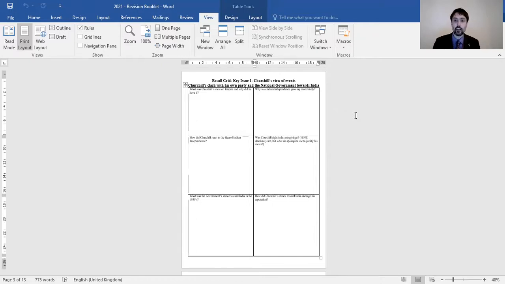So this is deliberately designed to cover 1930 right the way through to 1945. It turned up in the old AS exams twice. It has not turned up since the switch in exam.